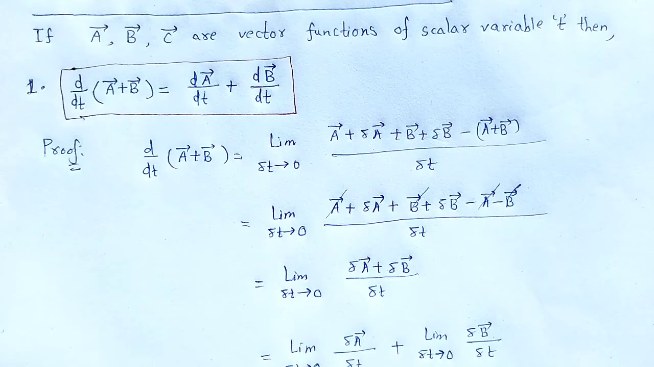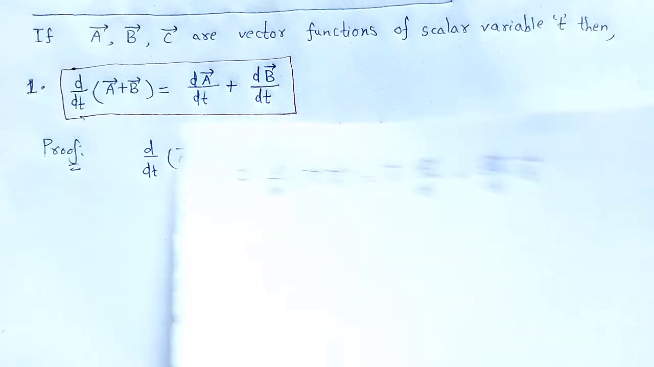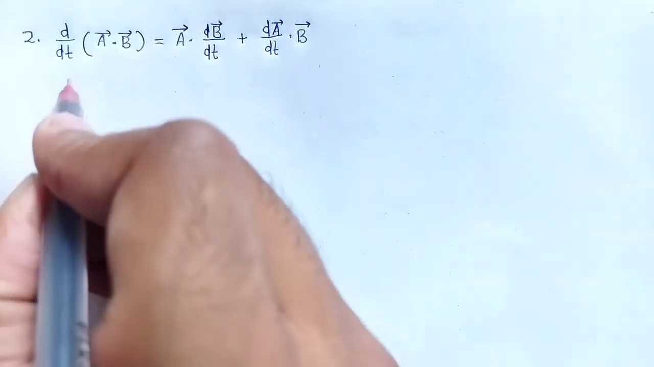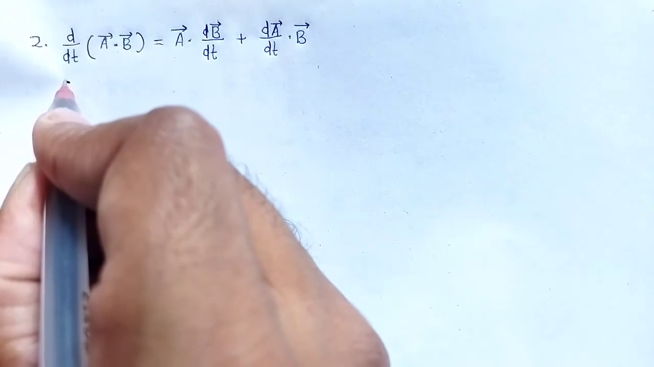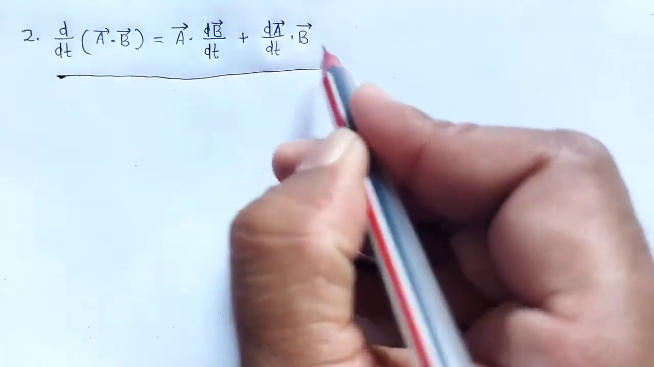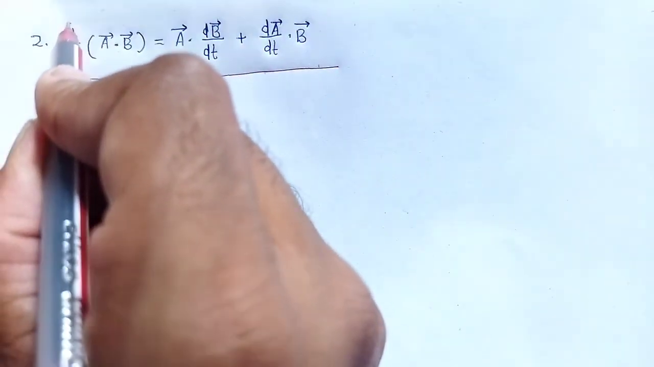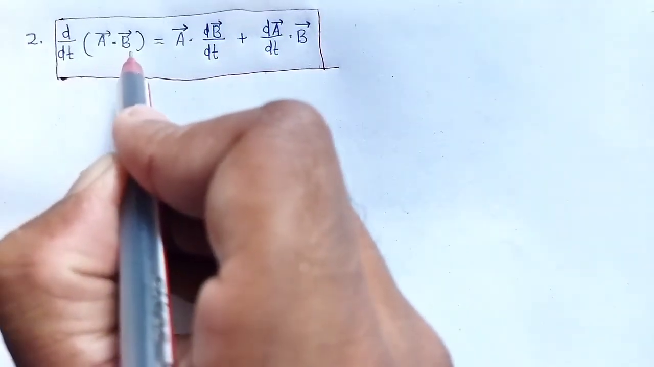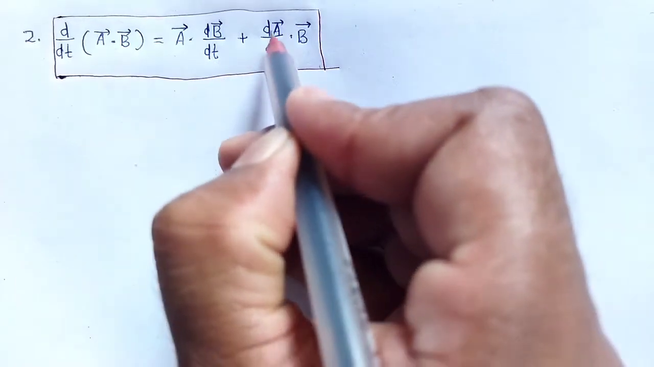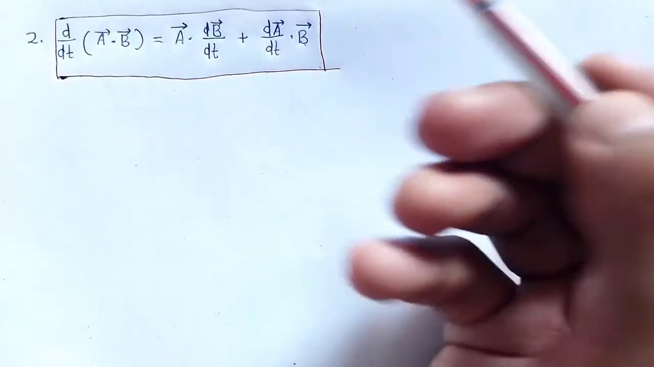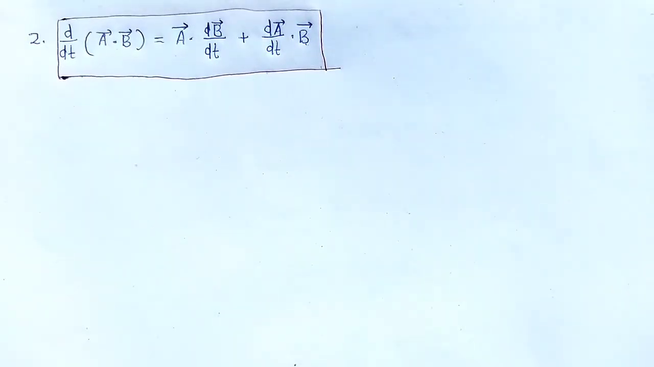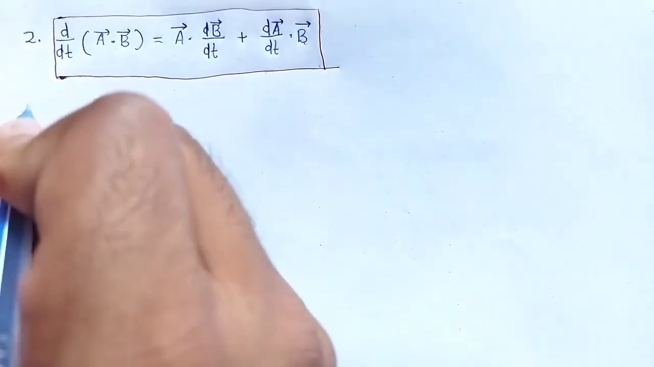Then the dot product rule of vector differentiation: d by dt of a vector dot b vector is equal to a vector dot dB by dt plus dA by dt dot b vector. That is, a dot dB by dt plus dA by dt dot b. Now we have to prove this.